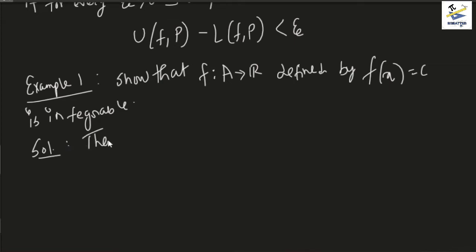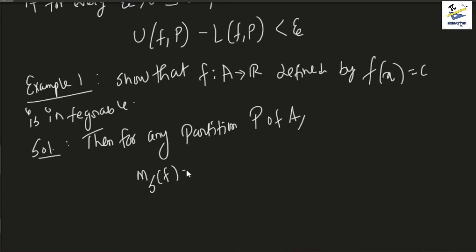So then for any partition P of A, in any subrectangle S, we will have the infimum and the supremum both equal to c, because f(x) is just the constant function, right? The value of f is always c. So what are the lower and upper sums? The lower sum would be something like this.